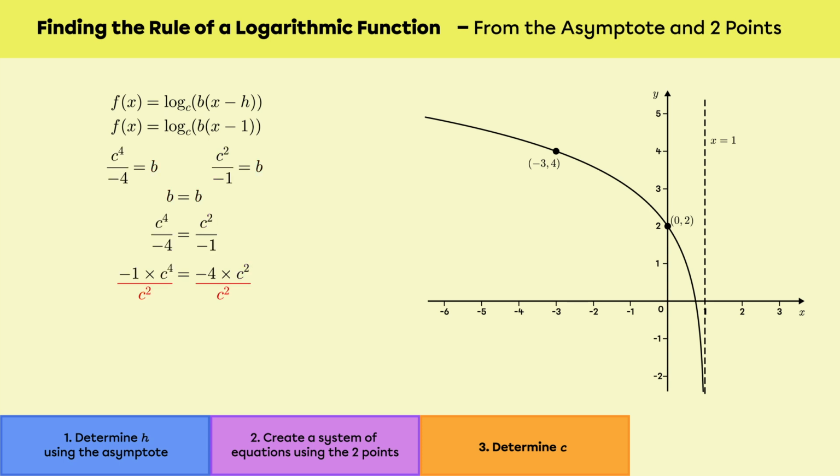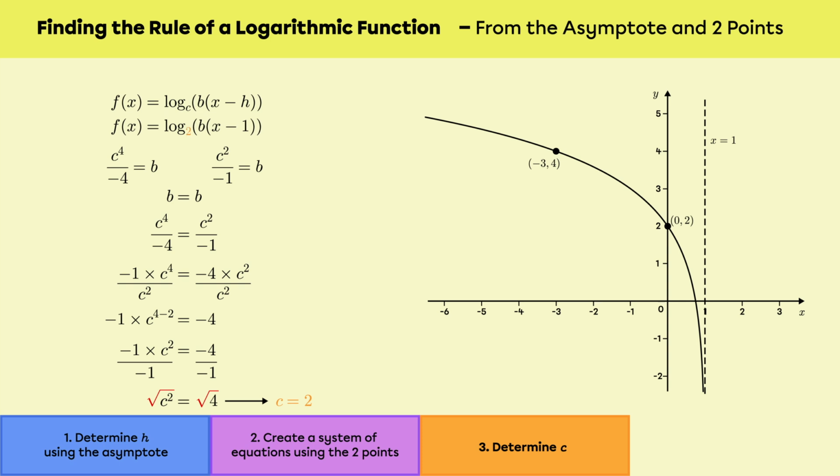We then divide by c squared on both sides of the equation. On the right, all that is left is -4. On the left, the laws of exponents must be applied. When dividing two identical bases, we subtract their exponents. 4 minus 2 is 2. This gives -1 times c squared. Isolate variable c by dividing by -1 on both sides. This gives c squared = 4. Now we just need to take the square root of 4, which is 2.